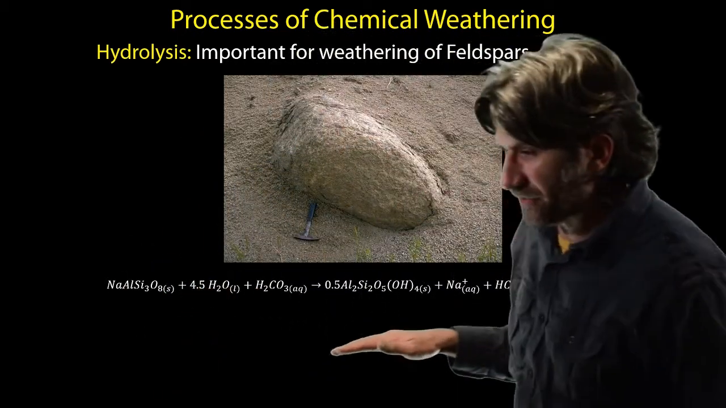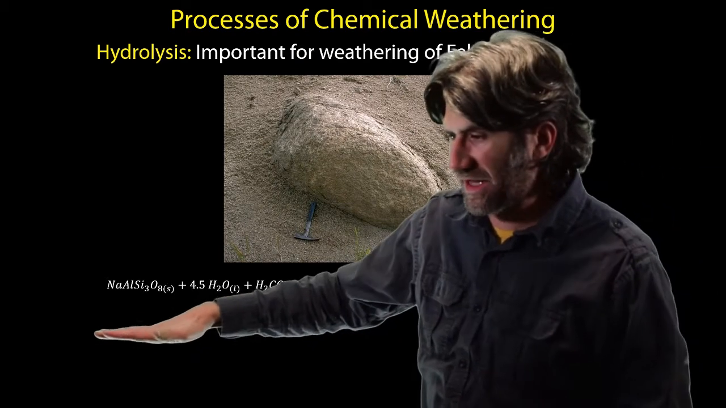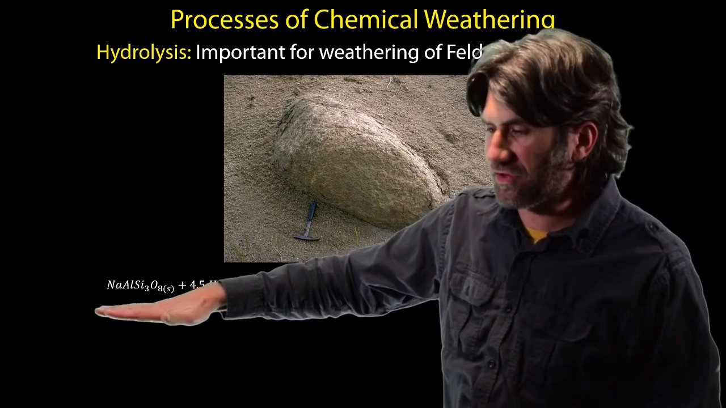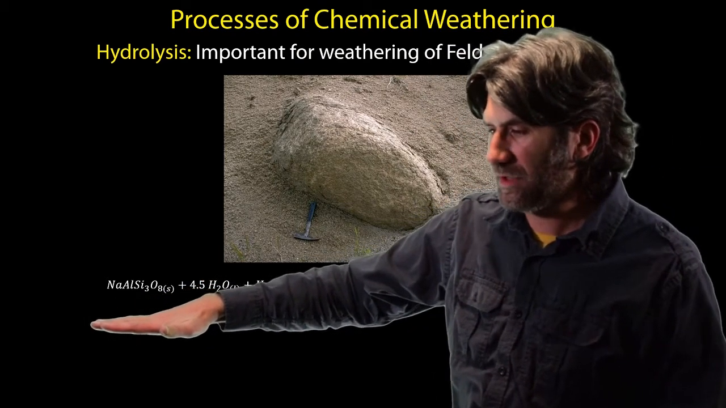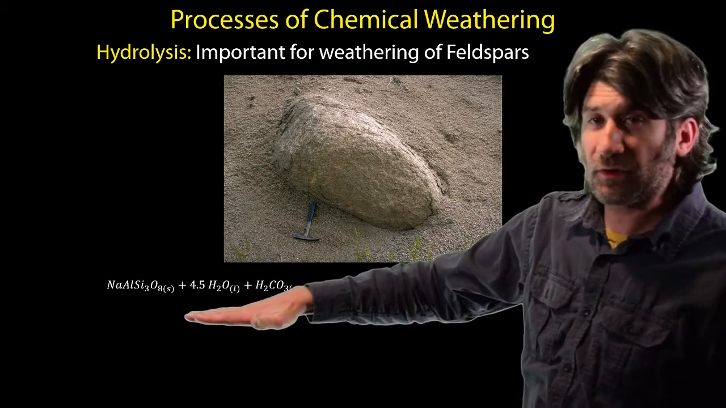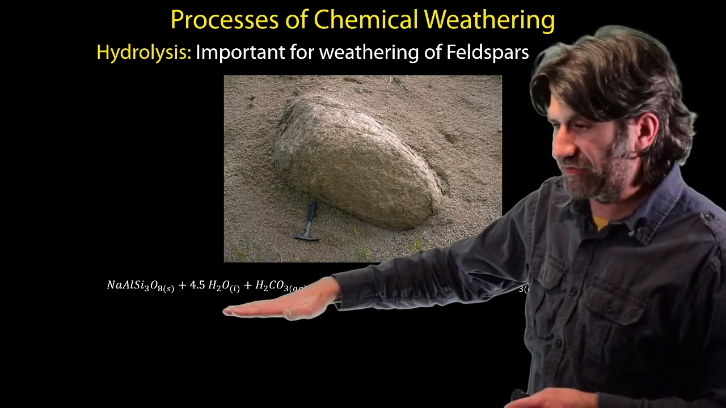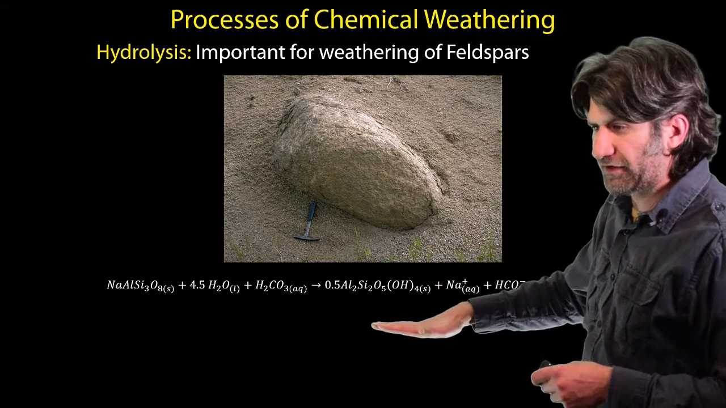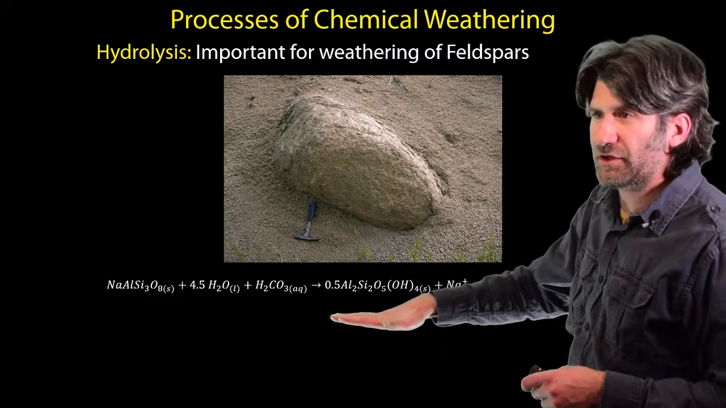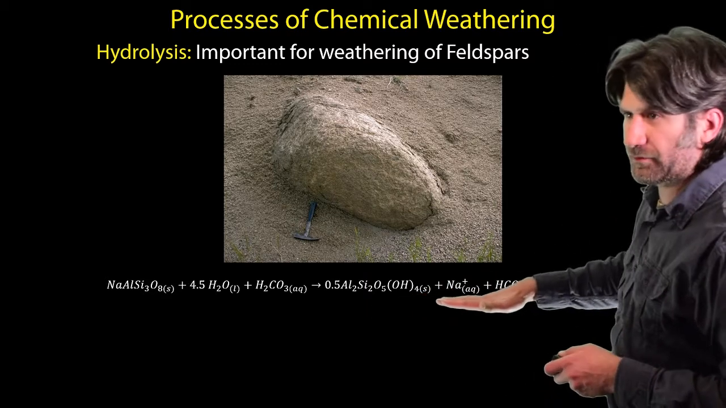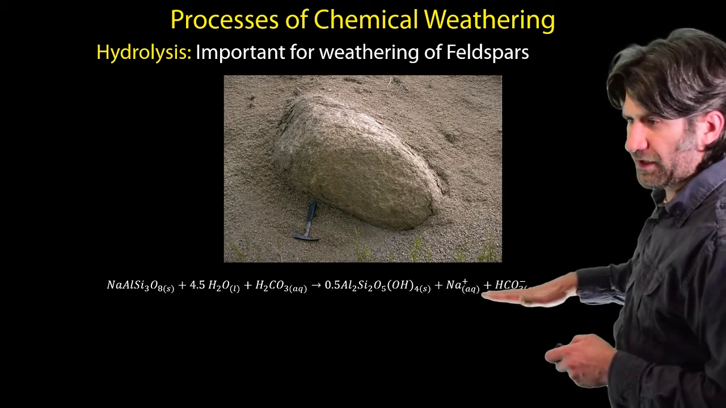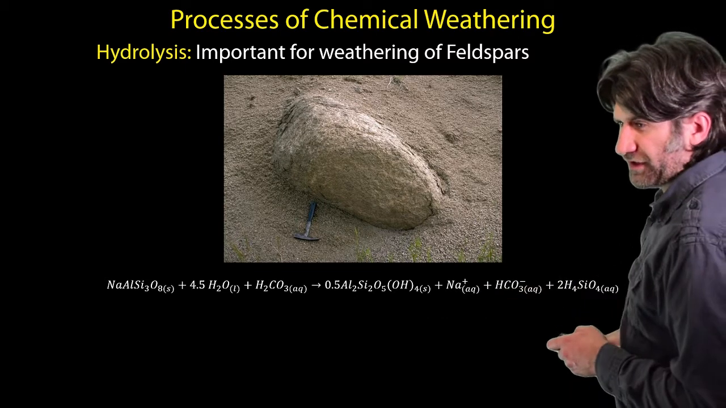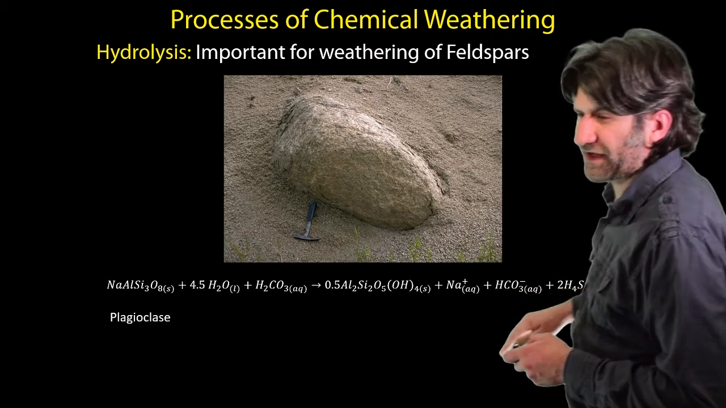So the example here that we're looking at is we have a silicate mineral here in a solid form. We're going to add water to it. We're going to mix in a little carbonate here, and what we're going to drive is we're going to create a clay mineral and some ions in solution and some silicic acid.